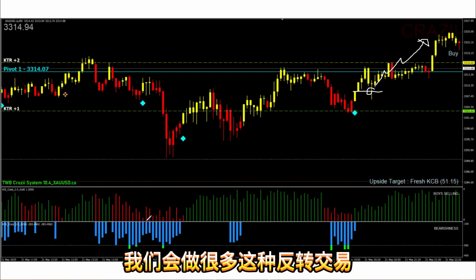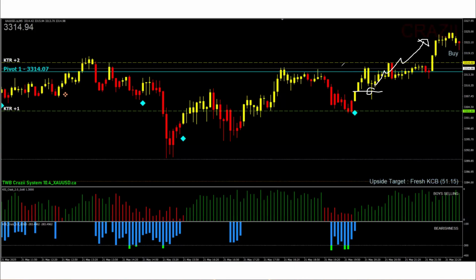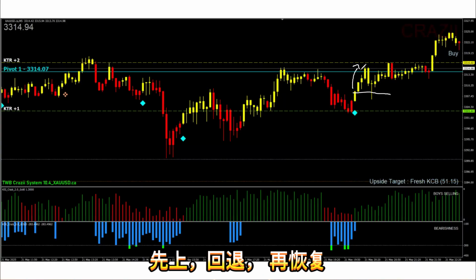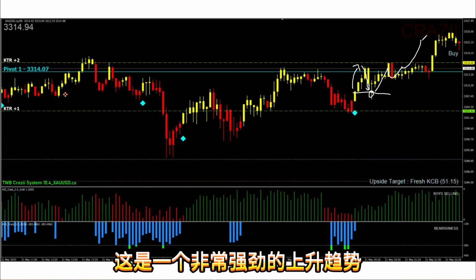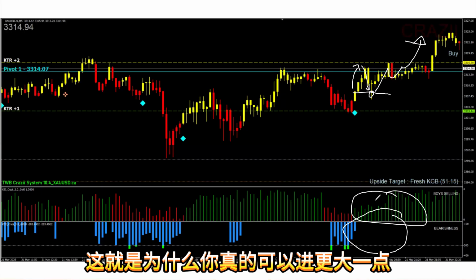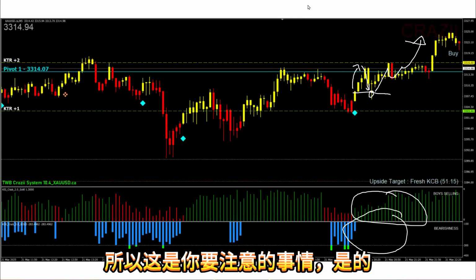In the bootcamp, we will do a lot of this sort of reversal trade, whereby the market comes down, goes up first, pulls back, recovers. This is a very strong uptrend, yeah, very, very strong. So that's why you can really play a bit bigger along the way. So this is something you take note, yeah.